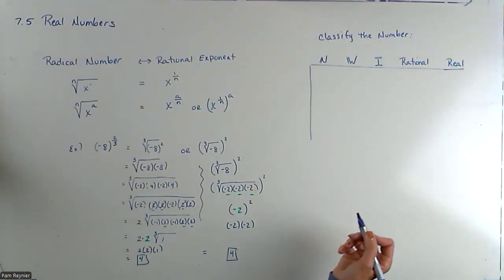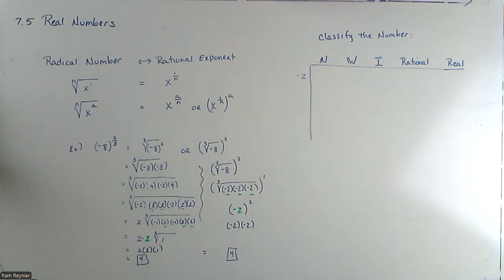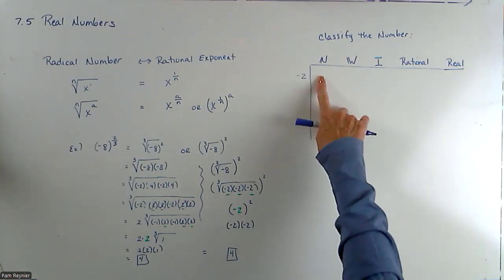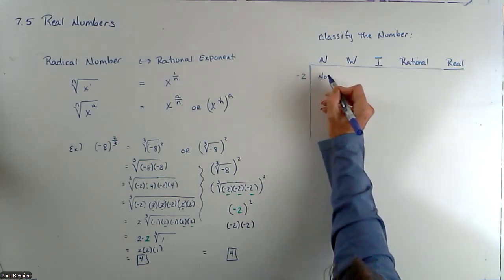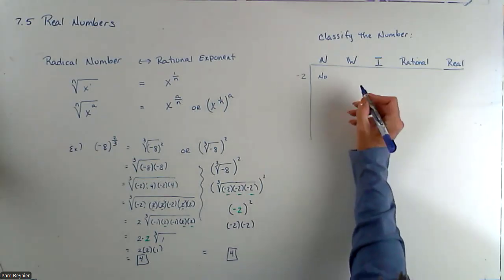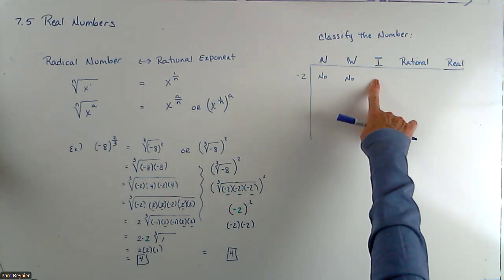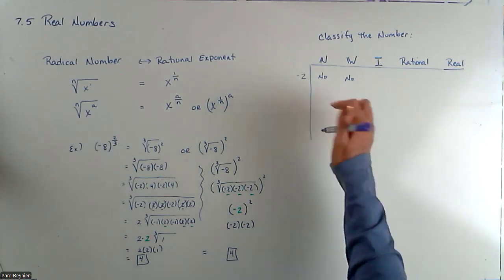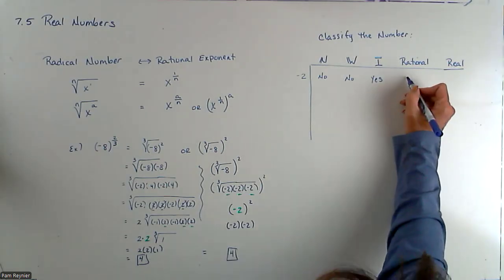And let's say I start with the number -2. Well, natural numbers are 1, 2, 3, 4, 5, so it is not natural. Whole numbers are 0, 1, 2, 3, etc. Integers are positive and negative whole numbers, so this is an integer. Integers are rational, rational numbers are real.